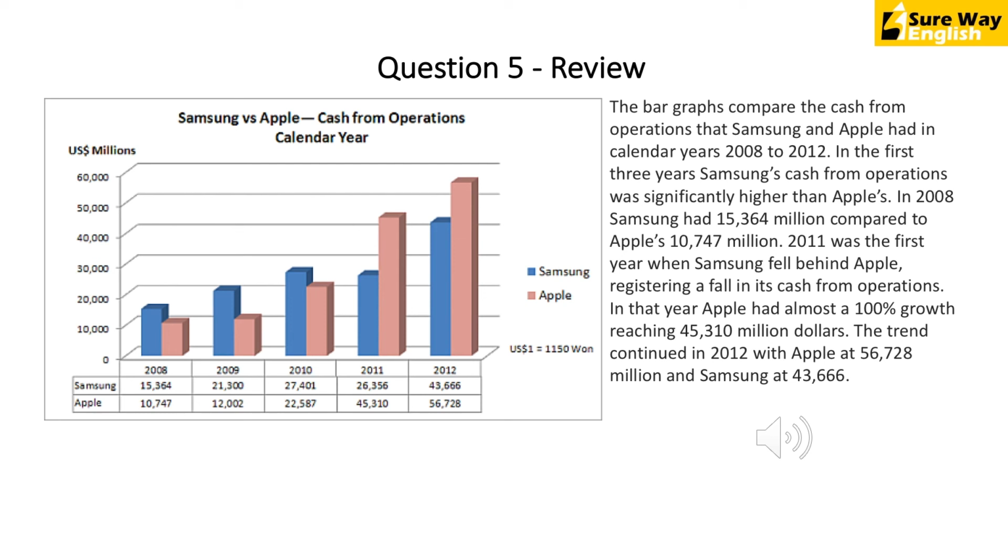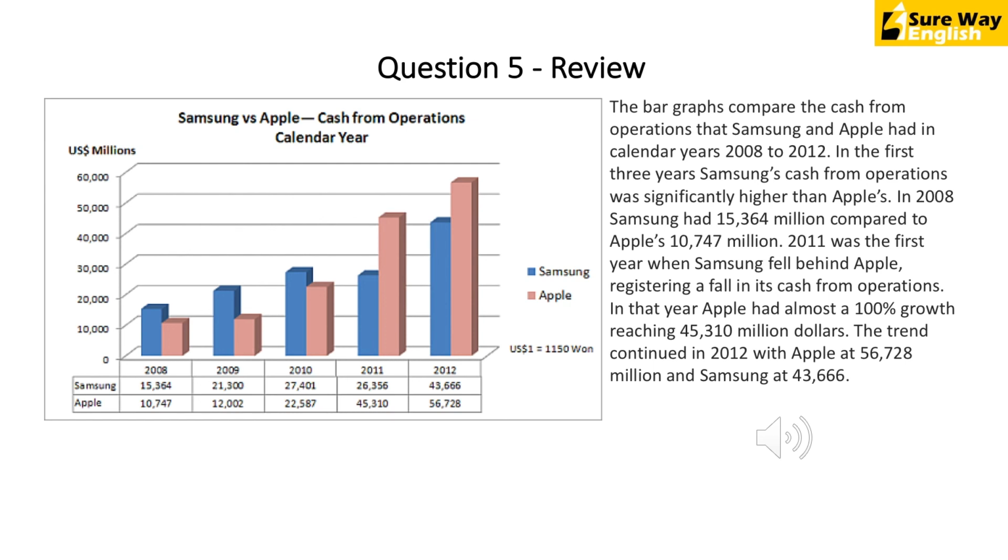They've also said that, for the comparison, they have taken $1 equal to 1,151. But since the comparison is entirely in million dollars, you don't really need to mention this point. Now, when you look at these graphs, the first thing that you will notice is that for the first 3 years, Samsung is on top, and then Apple is on top. And in 2011, Apple has had a huge growth. So those are the key points that you have to capture.